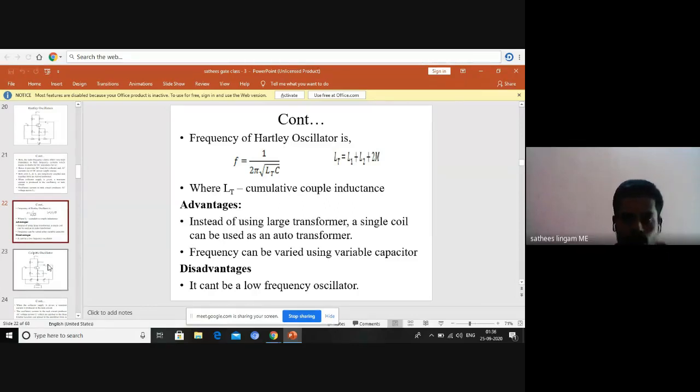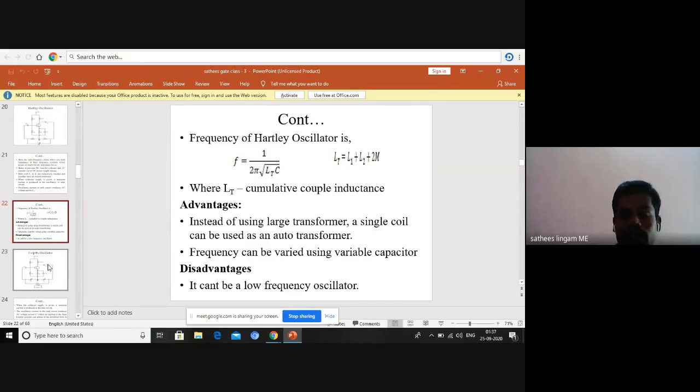M means mutual inductance. If anybody is asking about some problem with the Hartley oscillator, they have simply given the values L1 and L2. From that we can find M. Nowadays they are also giving mutual inductance.